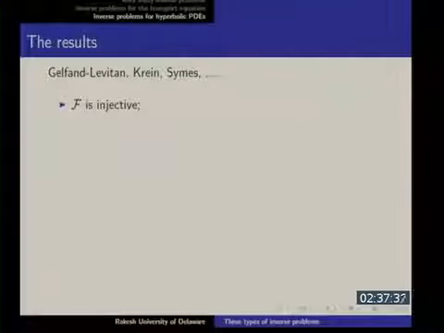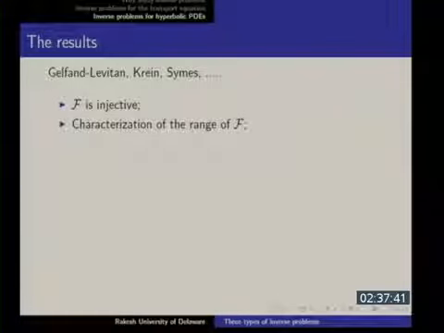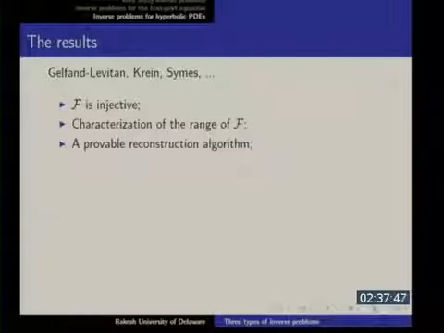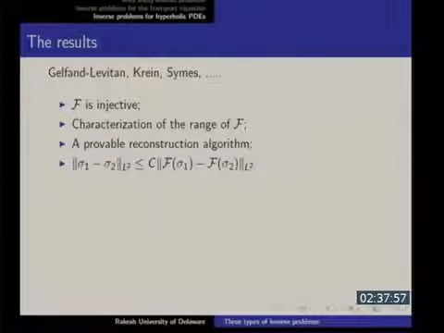So what are the results? Okay, let me tell you the results. So firstly, F is injective. I'll characterize the range of F for you. And a provable reconstruction: I'll give you a reconstruction algorithm and you will be certain that it converges to the actual answer. And there is stability, that's the stability you have.